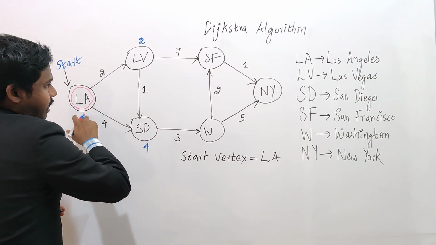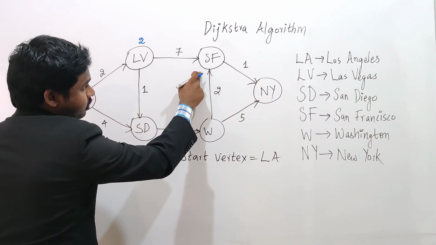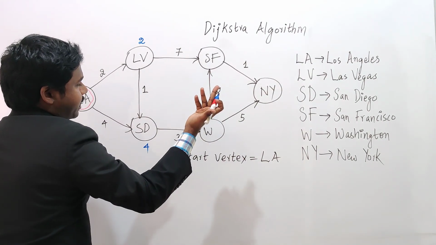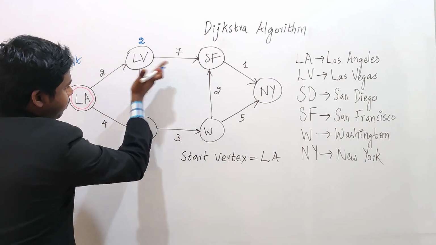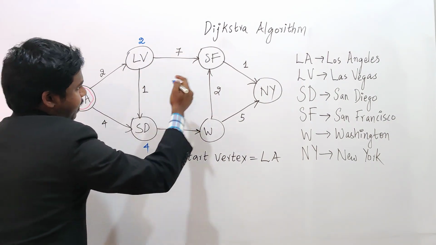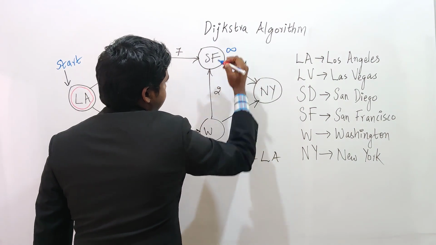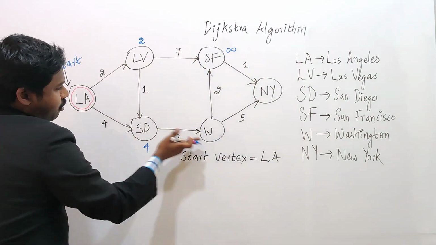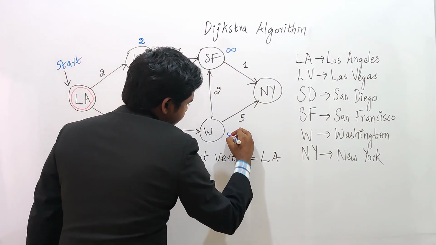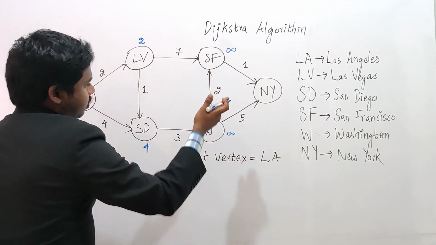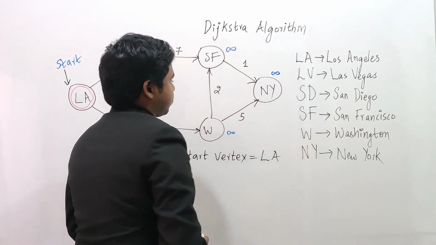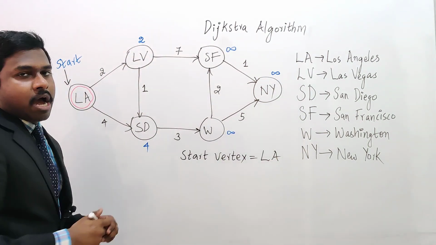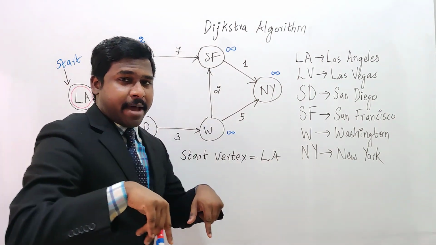And what about from Los Angeles to San Francisco? In San Francisco, I can't go, right? I don't have a direct path. I have to go through LV, but I don't have a direct path. So if you don't have a direct path, it's infinity. And also I don't have a direct path to Washington, so infinity. I don't have a direct path to New York City, so I have infinity. So now you understood the representation. This is the first step.